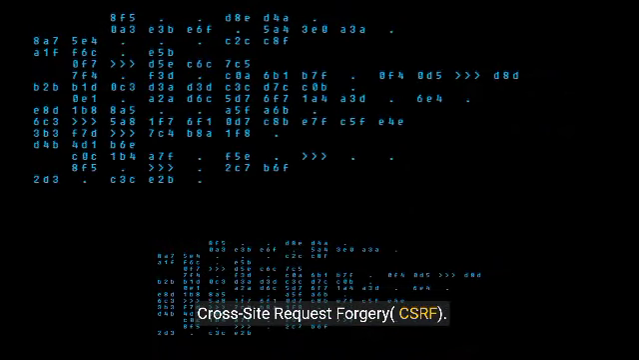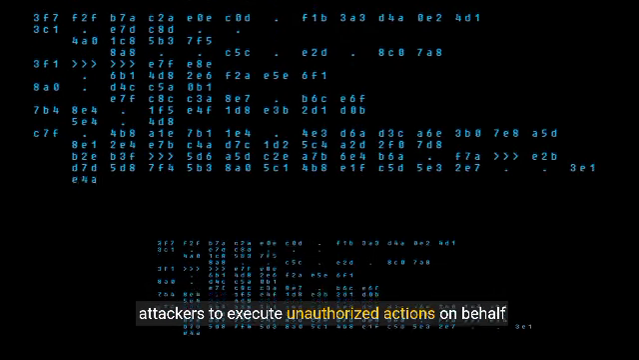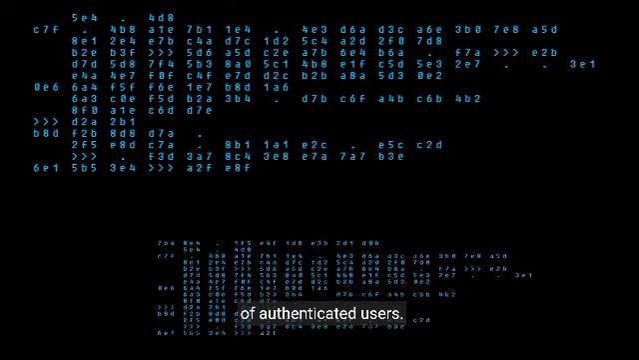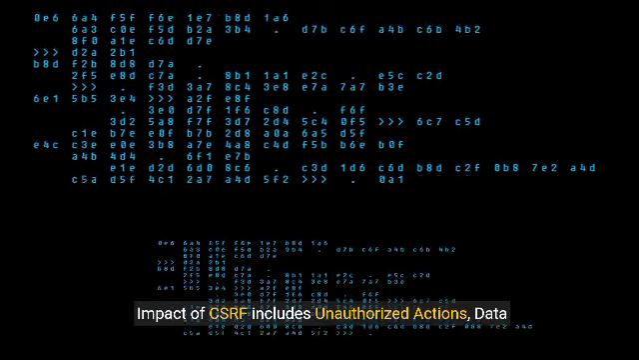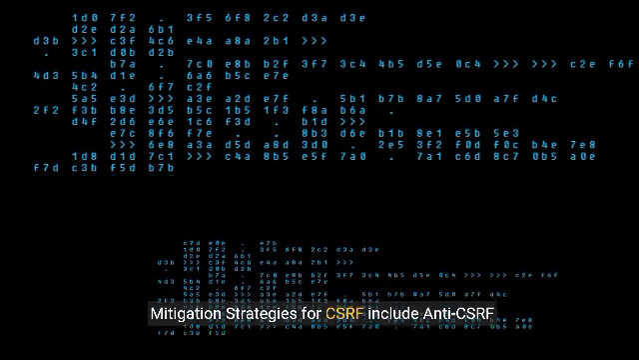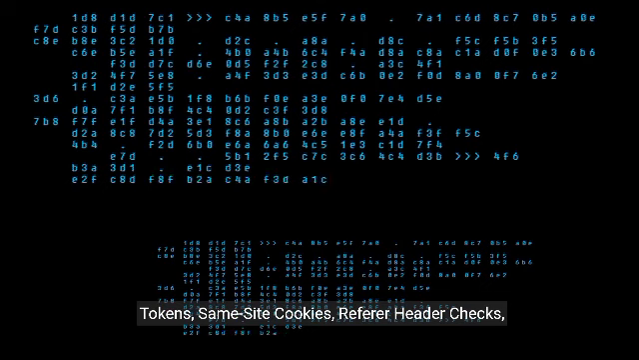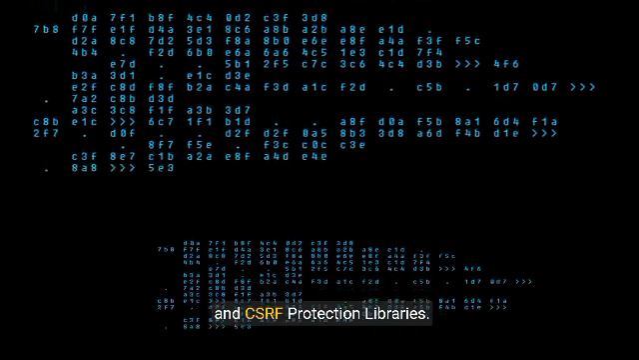Cross-site request forgery (CSRF). CSRF is a security vulnerability that allows attackers to execute unauthorized actions on behalf of authenticated users. Impact of CSRF includes unauthorized actions, data manipulation, and account takeover. Mitigation strategies for CSRF include anti-CSRF tokens, same-site cookies, referrer header checks, and CSRF protection libraries.